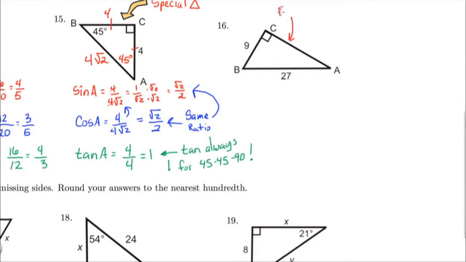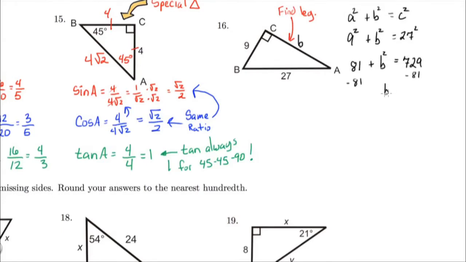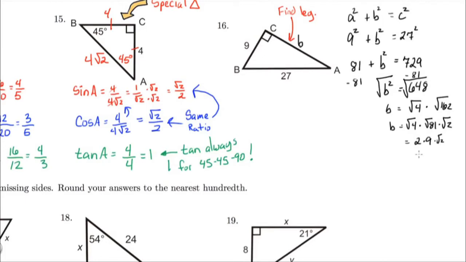On number 16, we first have to find the leg. So we know 9 is one leg and 27 is the hypotenuse, so I can use the Pythagorean theorem to find the unknown leg. When I do that, and we've done this before, so this should be some practice, I have to simplify this in radical form. 648 simplifies to 4 times 162, which is 4 times 81 times 2, and that simplifies to 18√2.